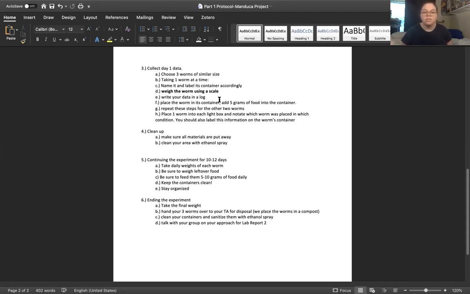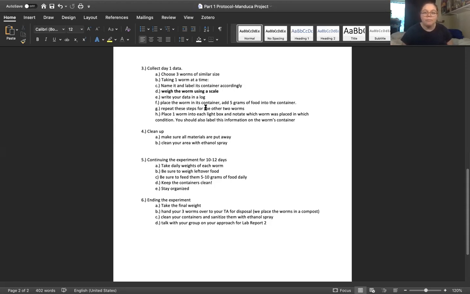You'd place Mary into her container that's been labeled, and you would add 5 grams of food into her container, so that way she has food for the day. And then you'd repeat these steps for the other 2 worms. So you'd get the second container, you'd label it Jack, and you'd write that he's going to be in the dark condition. And you would put, Sarah is my TA, I'm her Monday at 2:00 class, and I'm group 3.